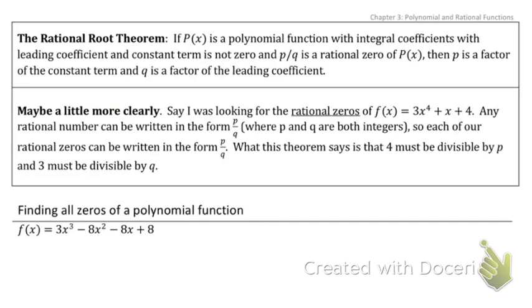Let's run through what the rational zero theorem is. If p of x is a polynomial function with integral coefficients, with the leading coefficient and constant term not 0, and p divided by q is a rational zero of p of x, then p is a factor of the constant term, and q is a factor of the leading coefficient.